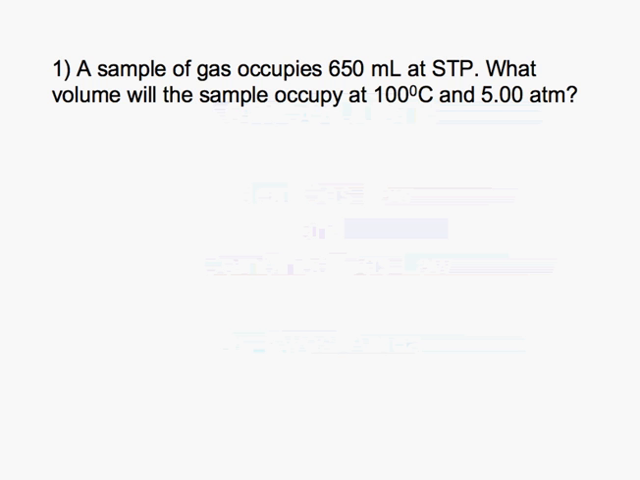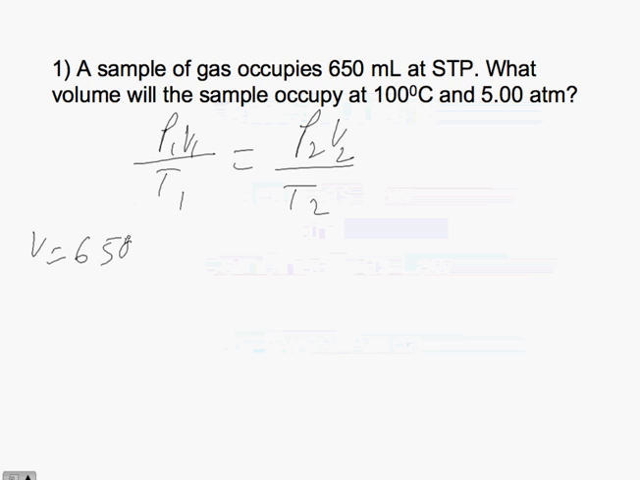Okay, this problem here is a classical combined gas law problem. First, we need to know what the formula looks like, which is P1V1 over T1 is equal to P2V2 over T2. Alright, we're told that we have a sample of gas that occupies 650 milliliters at STP. So our V1 is equal to 650 milliliters.